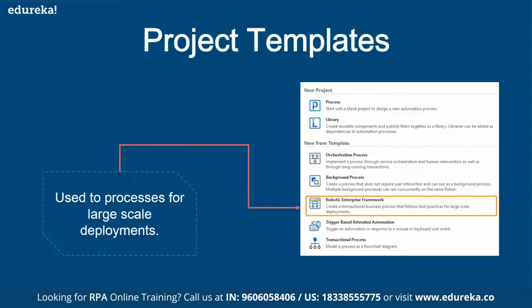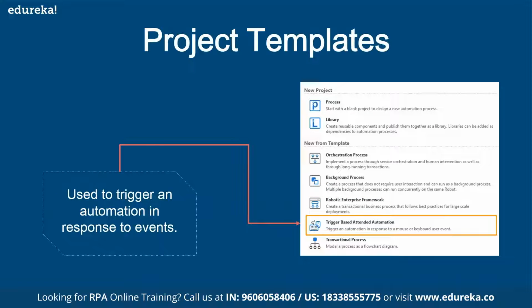And as I said, I have emphasized this point because this is very important. Whenever you learn UiPath, this is one of the frameworks that every company is looking for from their resources. One should be an expert in doing a project implementation with the Robotic Enterprise Framework, right? And this is used for larger deployments, right? And if you have some triggers based on which your automation should start, you can use this trigger-based automation.